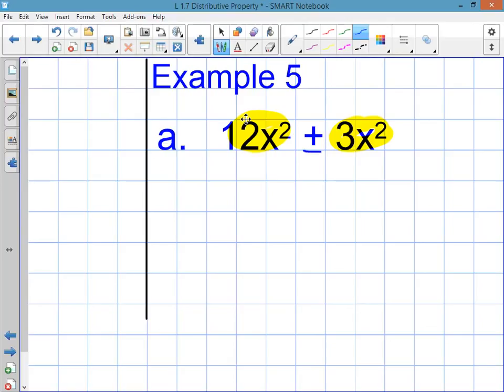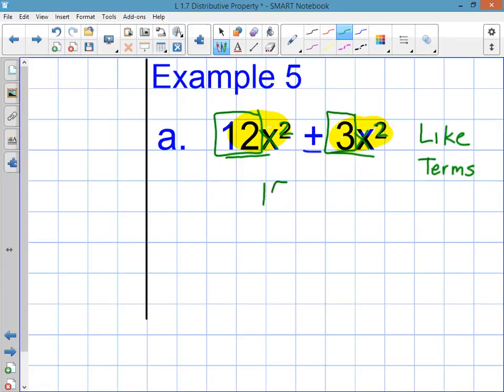And in this case, both terms have an x squared in it. And because they both have an x squared, that makes those 2 like terms. And you can add like terms together, and when you do, you only add the coefficients, 12 and 3. So to add these 2 like terms, you add 12 plus 3 and get 15 x squared. Notice I don't do anything to the x squared. I just add the coefficients when I'm adding like terms.